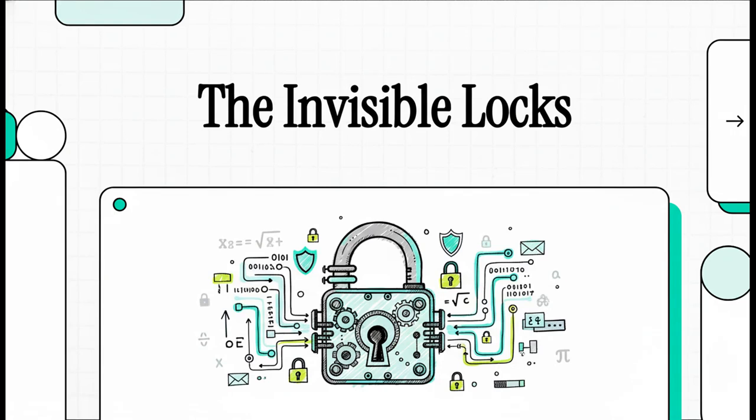Every single time you send an email, buy something online, or just browse the web, you are relying on this hidden world of super complex mathematics. It's like a silent, invisible war that's being fought every nanosecond to keep your information safe. Today, we're going to pick the locks on that world and see how modern cryptography actually works. So let's pull back that curtain and see how these invisible locks are made.